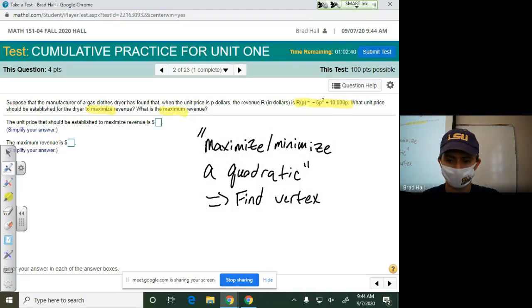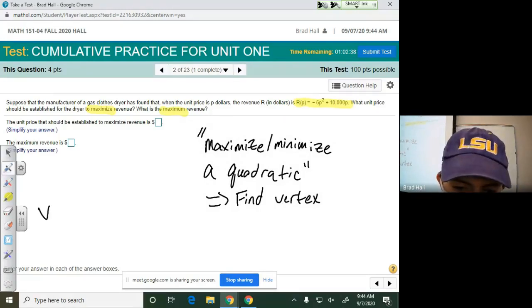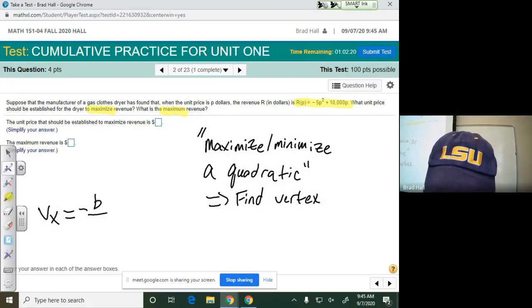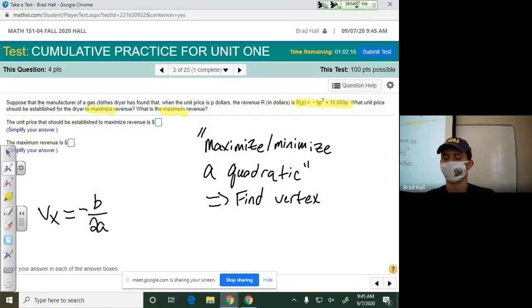So it's an ordered pair. And so naturally, I use this notation, this V with a little X next to it. That just means the X coordinate of the vertex. So I don't have to write out X coordinate of vertex. So this is the X coordinate of the vertex. And what's the formula for that? It's negative B over 2A. That's in the video. Now, what is A and B referring to?